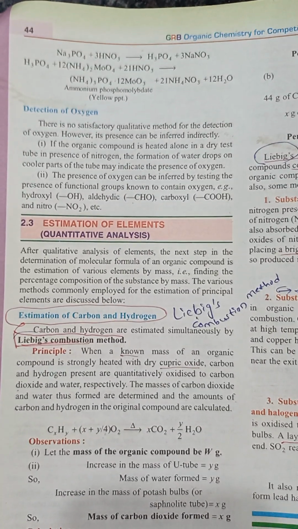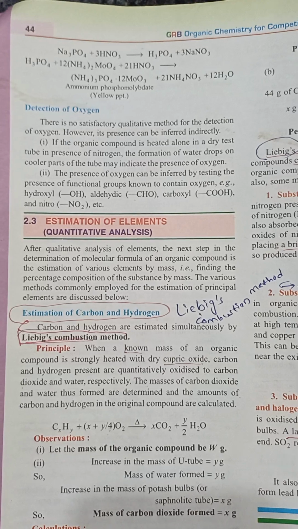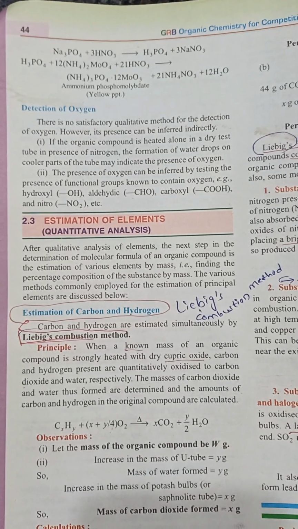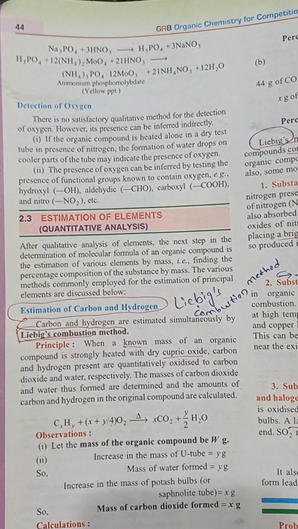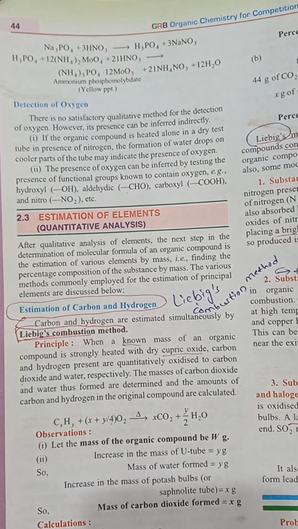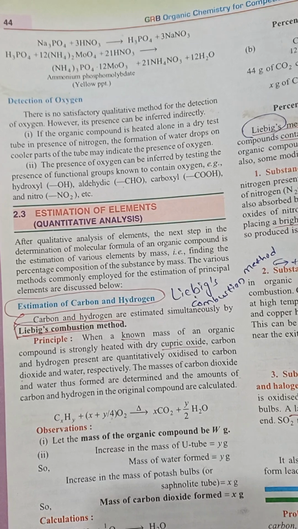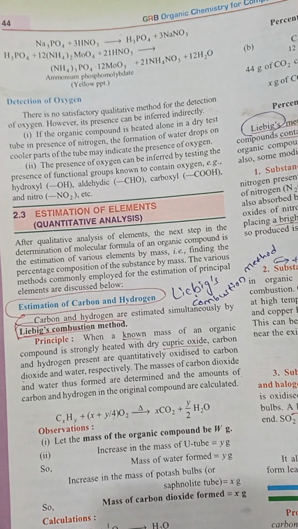You can see the reactions. Sodium phosphate reacts with nitric acid to form phosphoric acid, sodium nitrate, and this phosphoric acid further reacts with ammonium molybdate in the presence of nitric acid to form ammonium phosphomolybdate, which is yellow ppt.